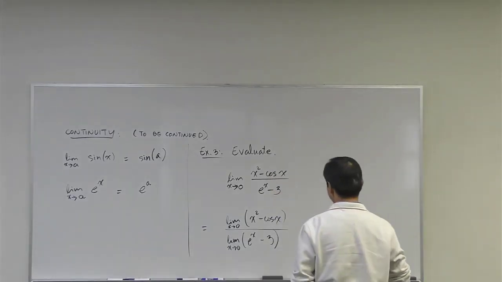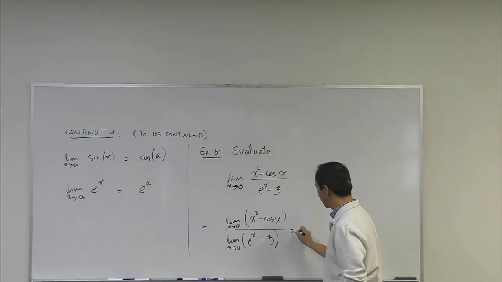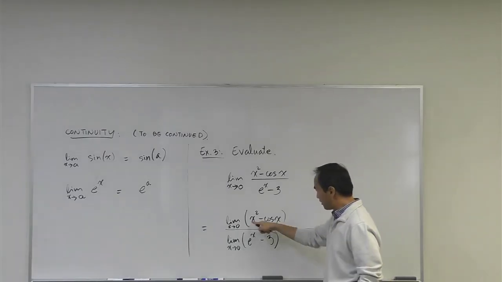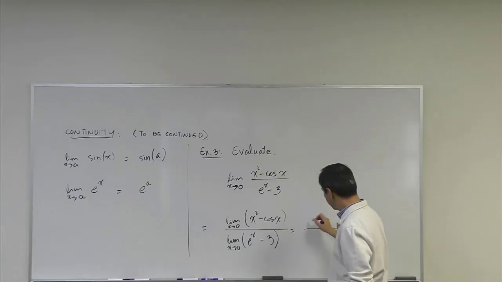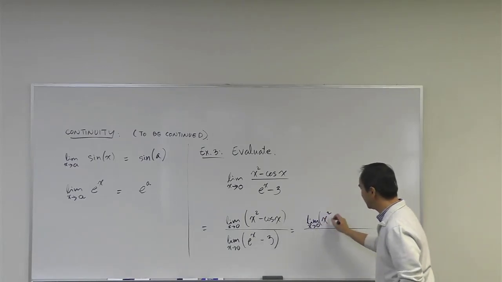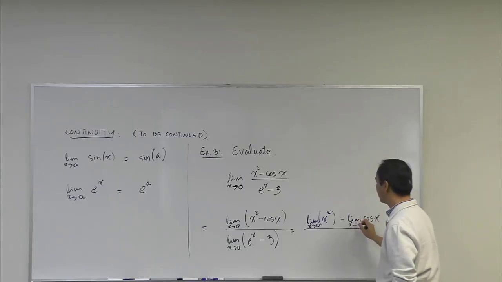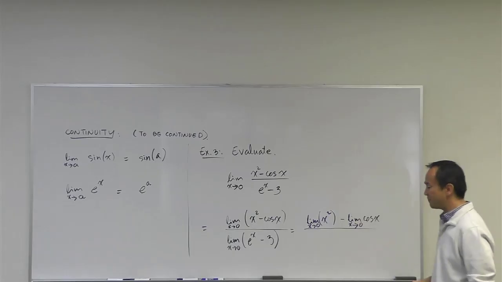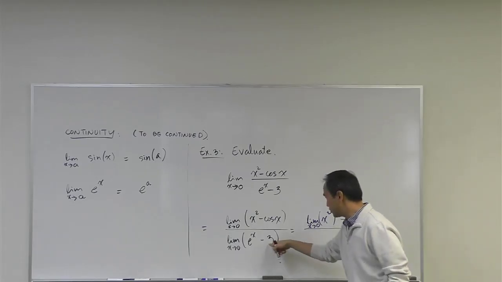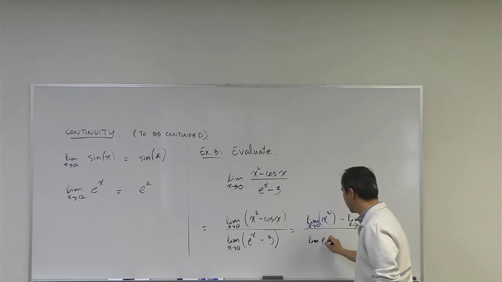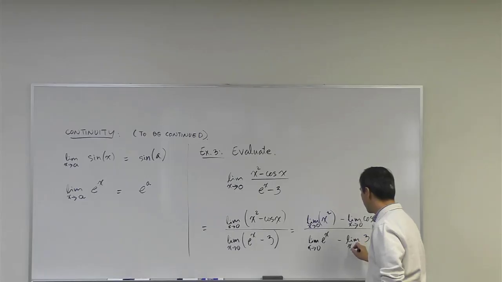Now the next step, we can save ourselves a little bit. The limit laws allow us to separate it down to little terms, right? The limit for x squared as one term, and then subtracting the limit for the cosine of x, as x goes to 0. And in the same way, for the two separate terms in the denominator, we can do one separate limit for e to the x, and one separate limit for 3. See what I'm doing there?